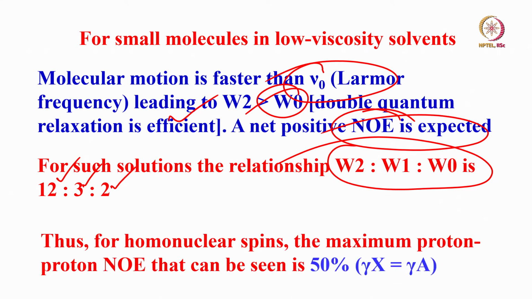So, for the homonuclear case we will plug in these numbers. Gamma A and gamma X are the same for the homonuclear case, then put into that equation and find out. You will see that there is a 50% enhancement, the maximum gain you can see for the homonuclear case. If you take proton, for example, the maximum gain you are going to see because of NOE is only 50%. That is what you are seeing. Okay.